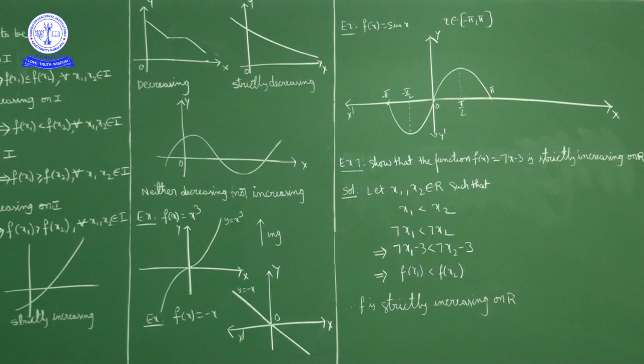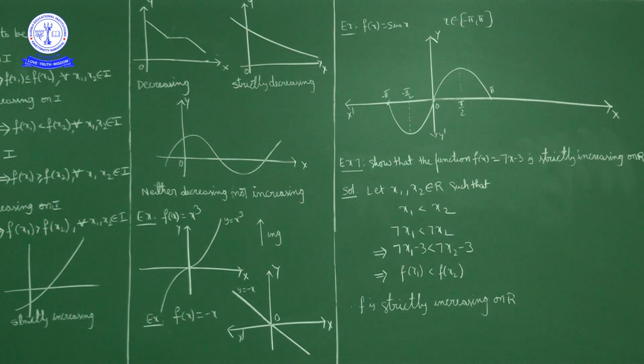Simply, consider x1 less than x2. If you are able to prove that f of x1 is less than or equal to f of x2, it is increasing. And for x1 less than x2, if you are able to prove that f of x1 is greater than or equal to f of x2, it is a decreasing function. I will discuss this with an example.